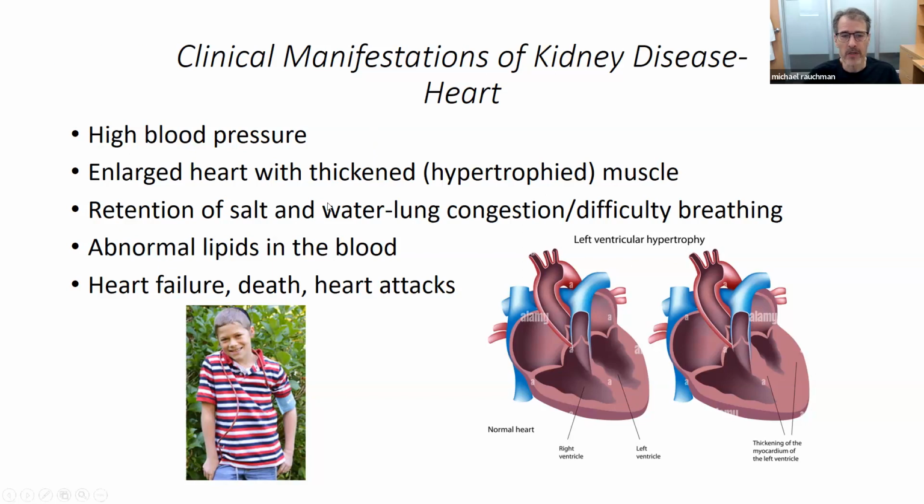There's high blood pressure. The heart muscle gets thickened, called left ventricular hypertrophy. They can get congestive heart failure with congestion due to fluid in the lungs. Their lipids become abnormal, putting them at risk for heart attacks. And unique to advanced chronic kidney disease is a risk of sudden death due to arrhythmias.